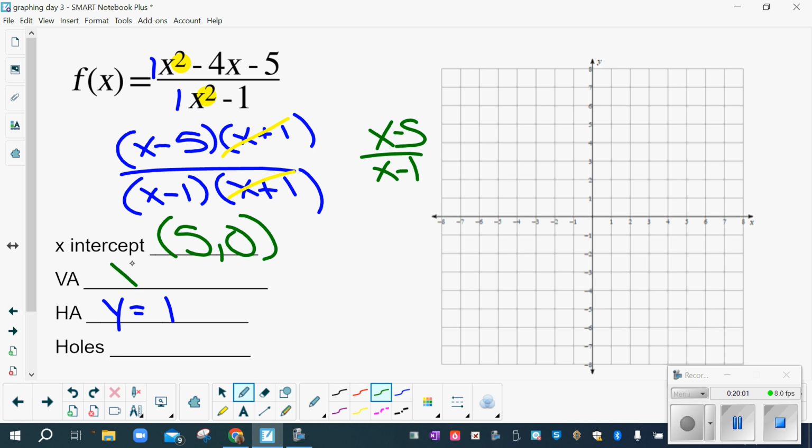I'm going to get x equals 1 for my vertical asymptote, and my hole is going to be at x equals -1, which I plug in. So -1 minus 5 over -1 minus 1, that is going to be +3. Is that right? Please don't let me do this. Is that right? Is it +3? Okay. So here we go.